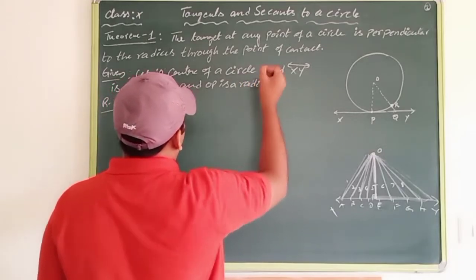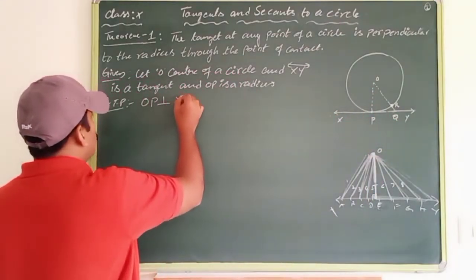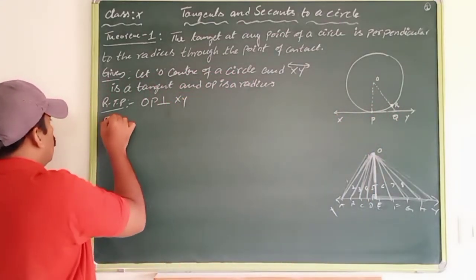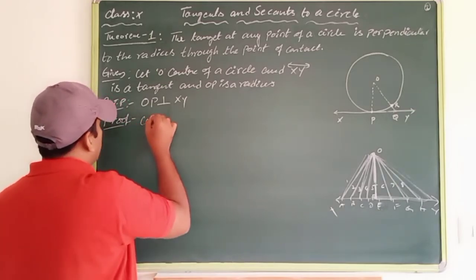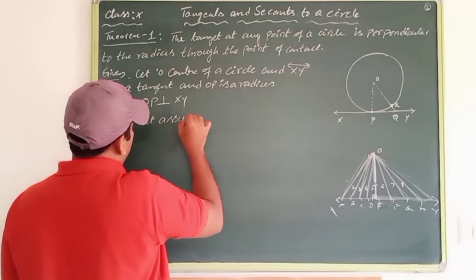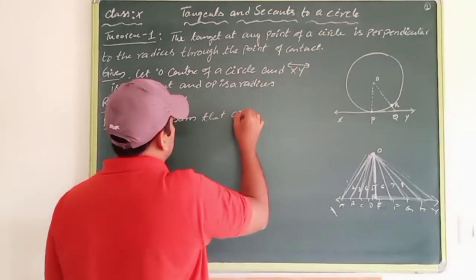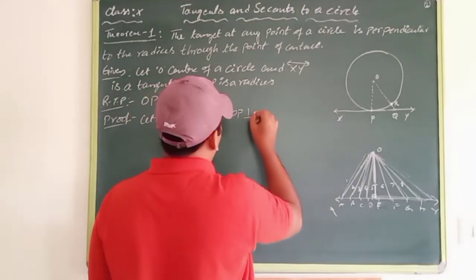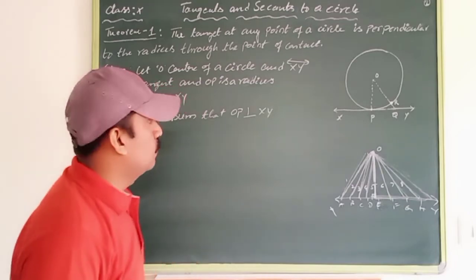OP is a radius. Now OP is perpendicular to XY. This one we should prove. Okay, so how can we prove it? Let us assume that OP is not perpendicular to XY.